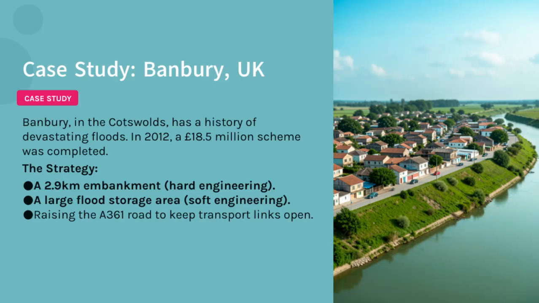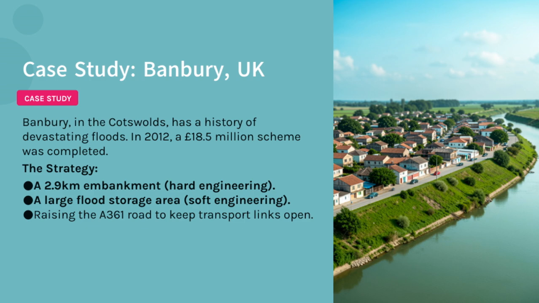Now we are going to look at a UK case study, Banbury. Banbury is a town in the Cotswolds that has experienced serious flooding in the past. To reduce flood risk, a flood management scheme was completed in 2012 at a cost of £18.5 million. This scheme is a useful example because it uses both hard and soft engineering.